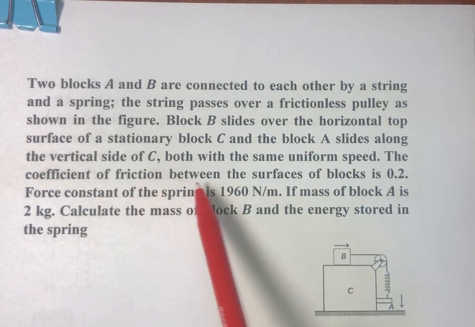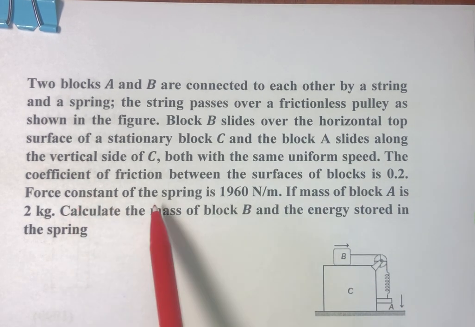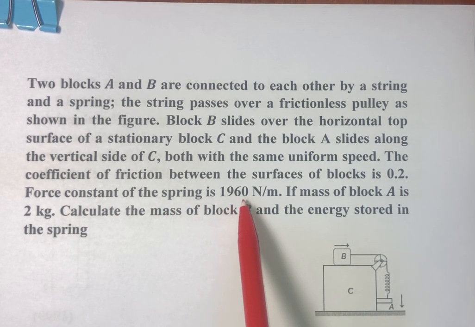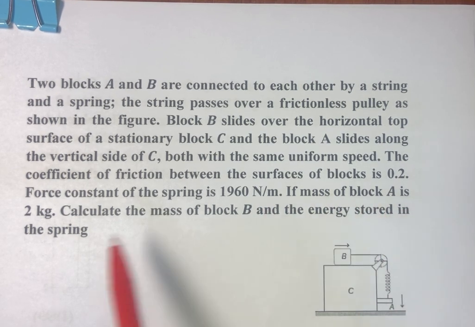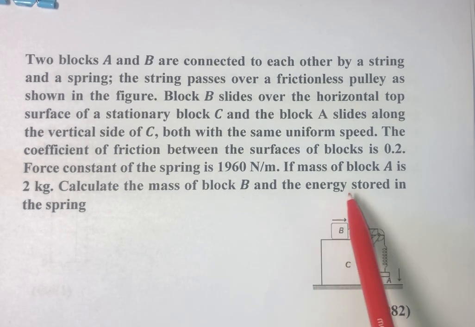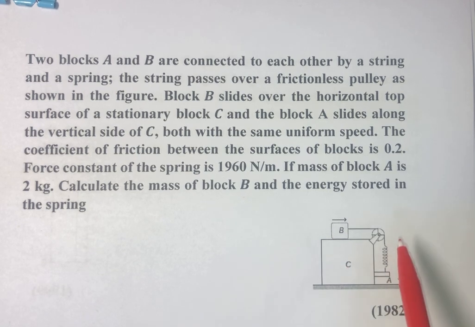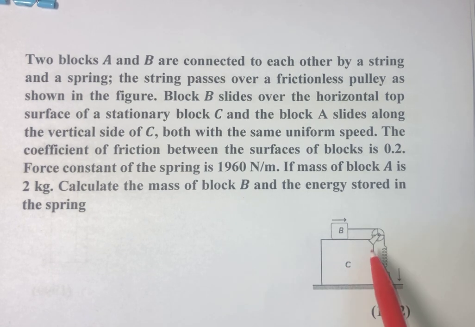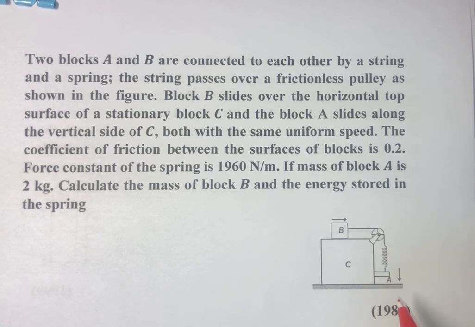The coefficient of friction between the surfaces of block A is 0.2. The force constant of the spring is 1960 Newton per meter. If the mass of block A is 2 kg, calculate the mass of B and the energy stored in the spring. So there are three blocks A, B and C. A is connected with B with the help of this spring, which is connected to block B using this string.